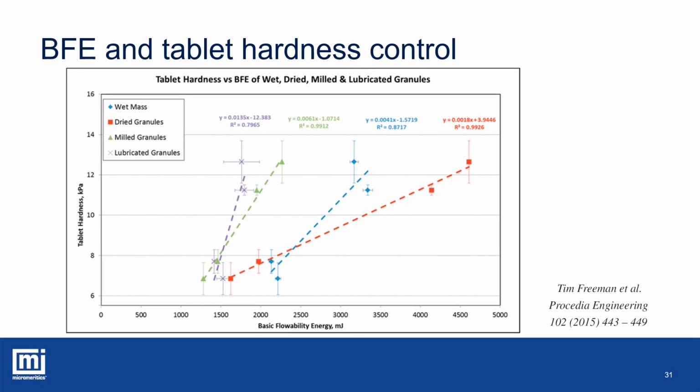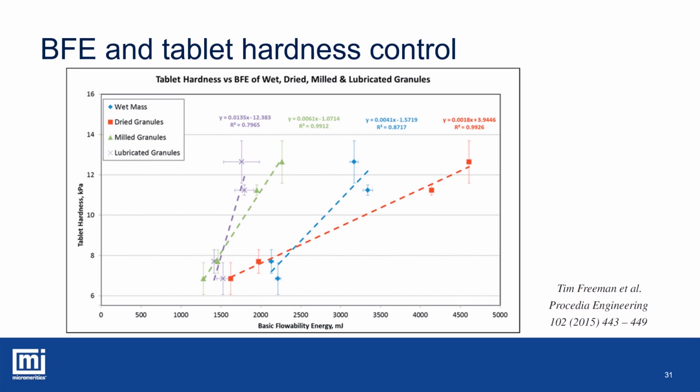The graph shown has the data from all 4 blends comparing the BFE at each stage to the hardness of the finished tablet. All 4 lines show reasonable correlation, but the wet mass and the lubricated granules are significantly lower, the wet mass having an R squared of 0.87 and the lubricated having an R squared of just 0.8. These illustrate one of my earlier points about difficult to measure components and how they have a significant effect if their distribution is uneven.